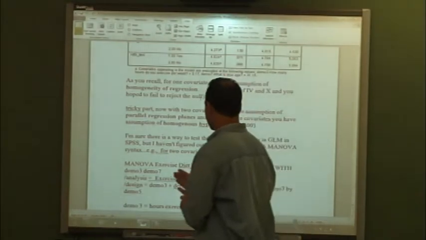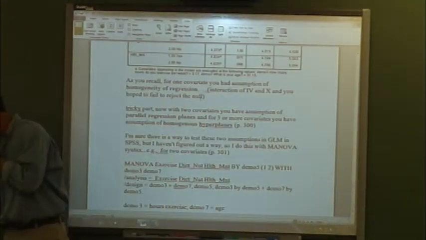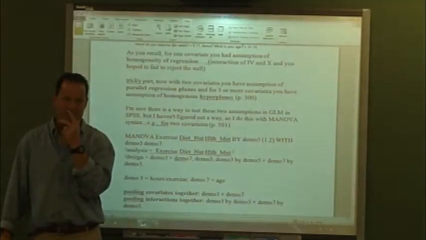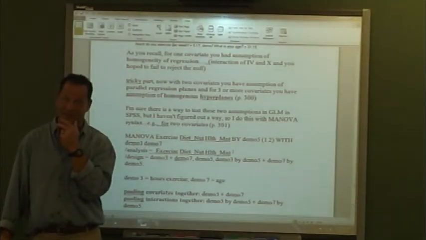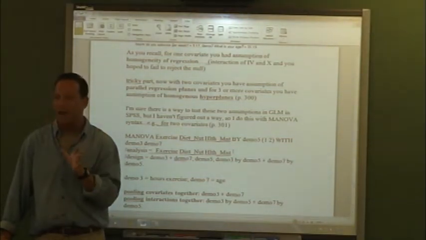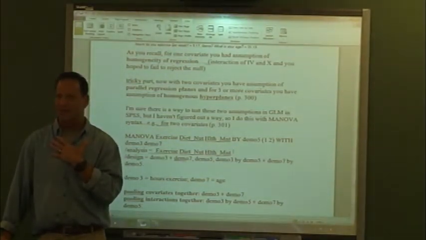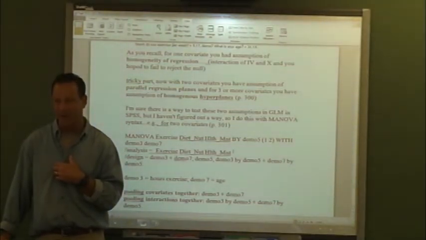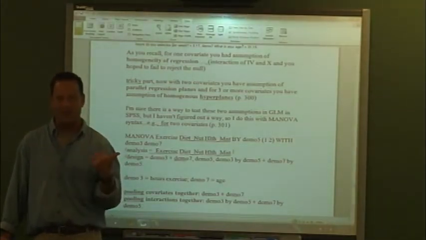So, I'm sure there's a way to test these two assumptions in GLM, but I haven't figured out a way. And I went on the SPSS listserv more than a few years ago, and no one gave me an answer. So there's probably a way that I'm naive to. I did find a way in MANOVA. In the GLM, I haven't.